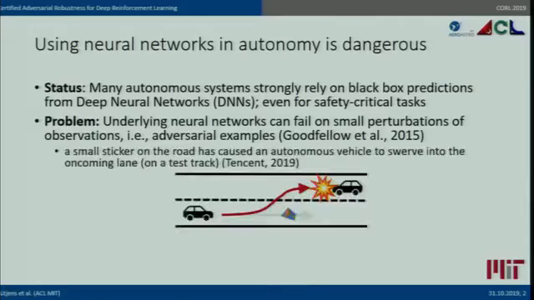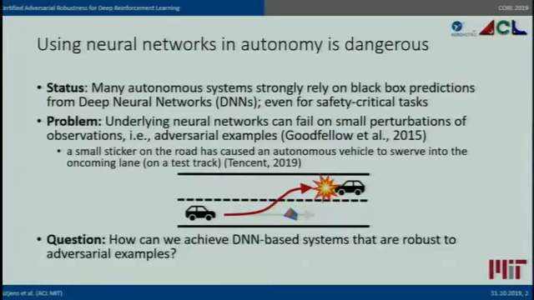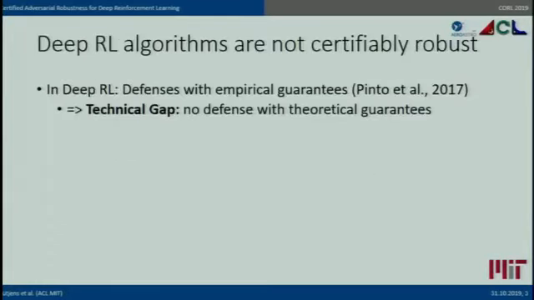For example, a small sticker on the road has caused a real autonomous vehicle to swerve into the oncoming lane. Now, that was on a test track, so nobody got hurt, but it points out the importance of addressing the question: how can we achieve deep neural network-based systems that are robust to these adversarial examples?